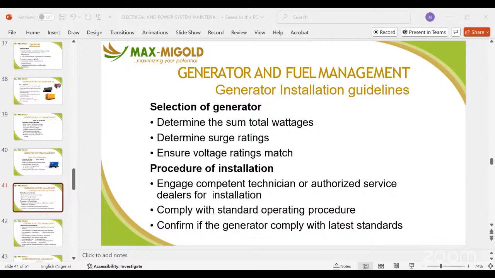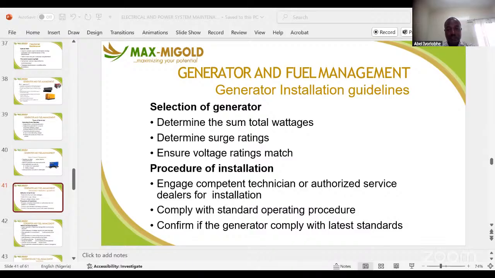Sorry, I didn't follow this. I don't know if you can take it all over again. Let's say equipment A has a power rating of 30. Equipment B also has 30 as well. So you add these two together to give you how many? 60, right?